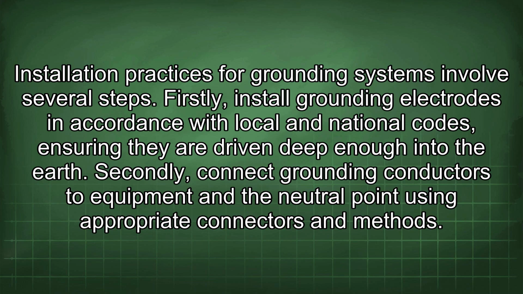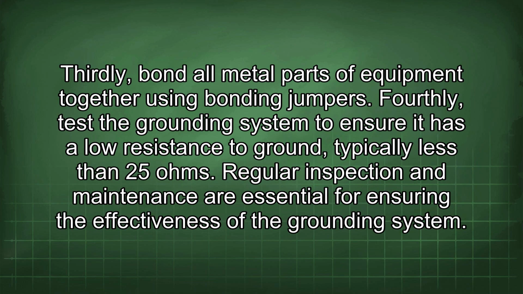Installation practices for grounding systems involve several steps. Firstly, install grounding electrodes in accordance with local and national codes, ensuring they are driven deep enough into the earth. Secondly, connect grounding conductors to equipment and the neutral point using appropriate connectors and methods. Thirdly, bond all metal parts of equipment together using bonding jumpers. Fourthly, test the grounding system to ensure it has a low resistance to ground, typically less than 25 ohms.